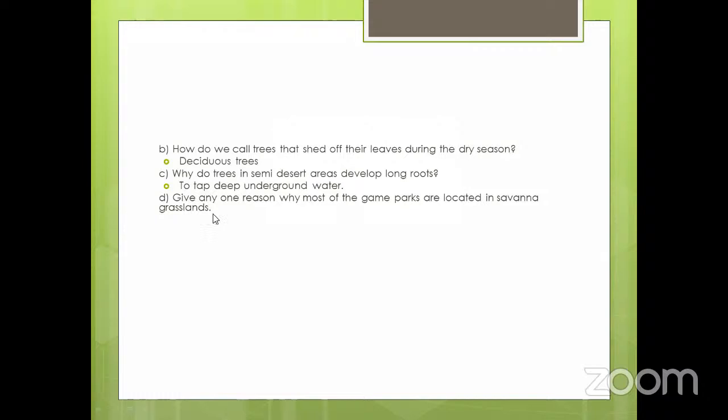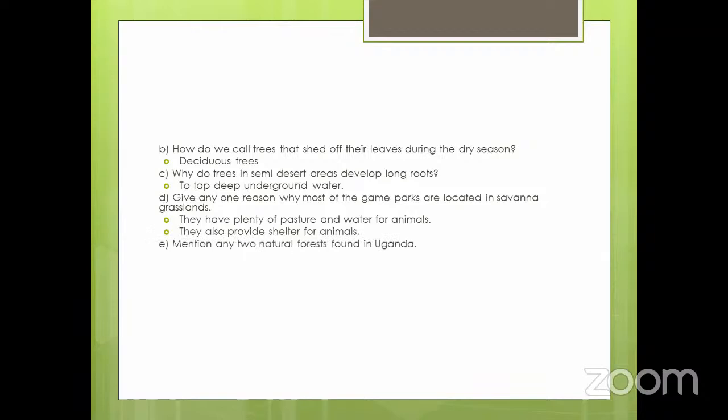Wonderful. As simple as that. That is what we're supposed to give. They have plenty of pasture and water for animals. And we know that animals feed on pasture. That is their food. Then another person can say, savanna grasslands provide shelter for animals. The word shelter simply means the home or homes for animals. We move on to the next question.